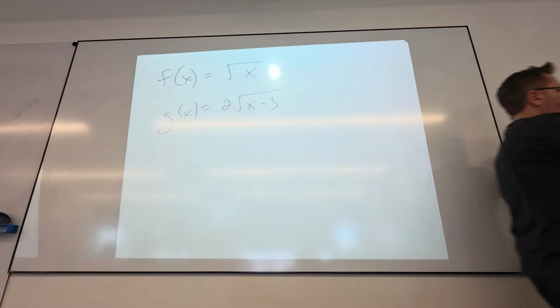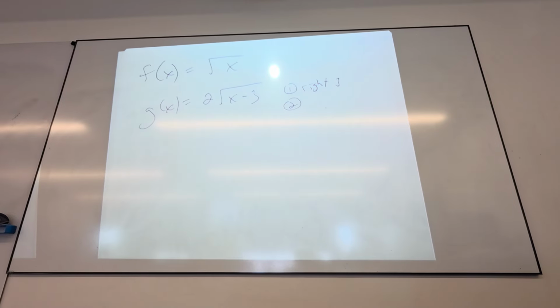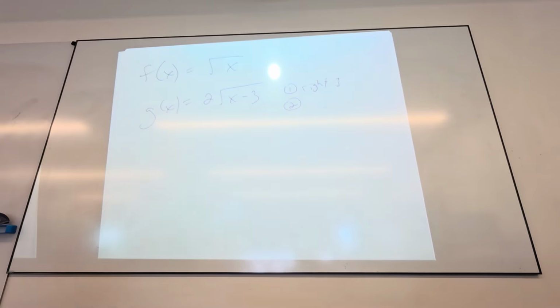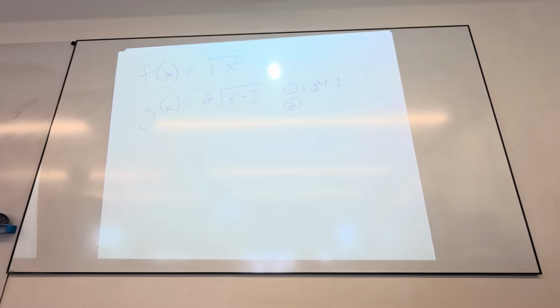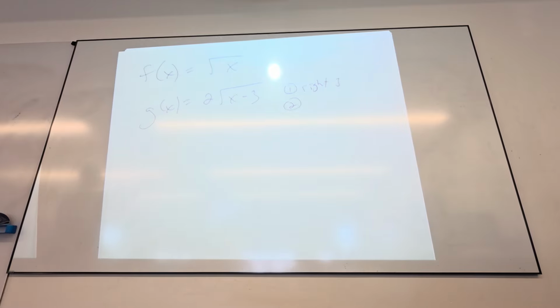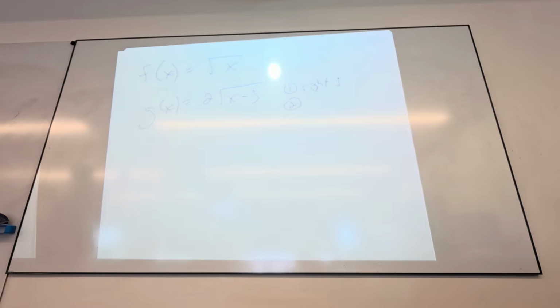What's that 2 going to do? Is it inside or outside? Outside. So is it going to go up or down? Up, down. And in this case specifically, it's gonna stretch up by a factor of 2, right? It's gonna double all of my outputs. So this is going to take the square root graph and move it right 3, and then it's gonna stretch it by a factor of 2. Are you guys with me?